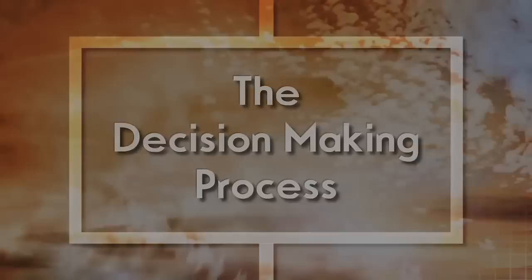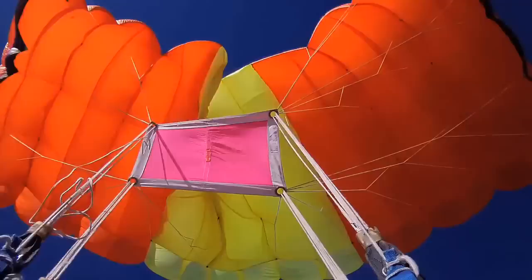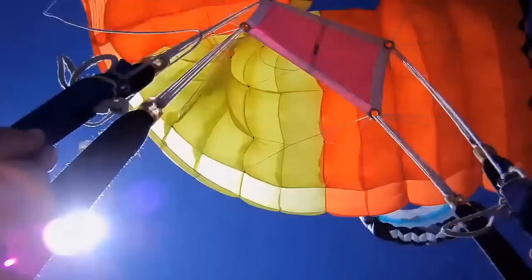Malfunctions are uncommon. However, with all mechanical devices like parachutes, they can and do occur. Firstly, you need to be able to recognise what a malfunction looks like. Secondly, after recognising the malfunction, you need to make a decision on the remedy and take the appropriate action immediately. This may mean committing to emergency procedures.